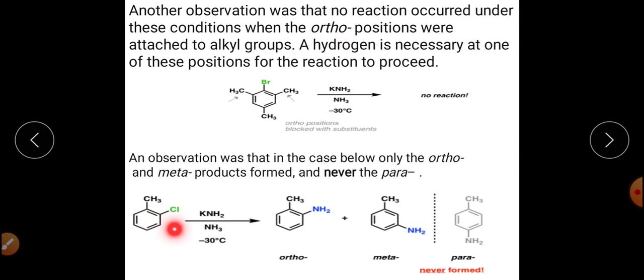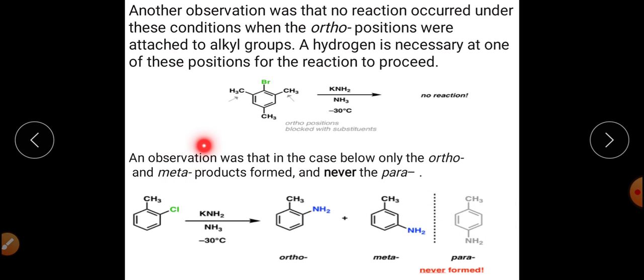Now, if we observe the case of this particular substrate, for example, this is a substrate in which this is your leaving group and this is the ortho position, but this ortho position is not having any hydrogen. So this KNH2 first of all will abstract the hydrogen from this position, and this will form benzyne between these two carbons, right? So the second step will proceed with the attack of NH2 negative either at this position or at this position. Meaning we are getting the ortho product as well as the meta product, but there is no para product in this kind of substrate.